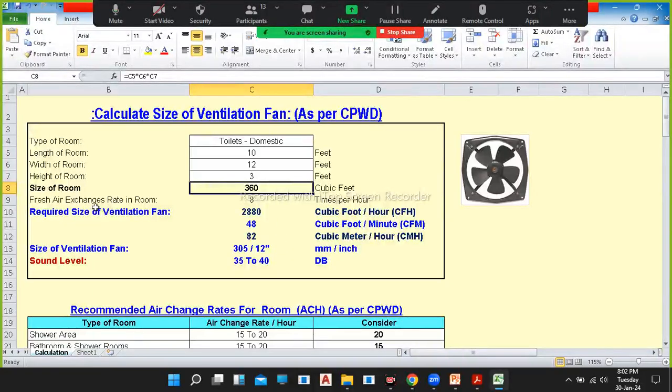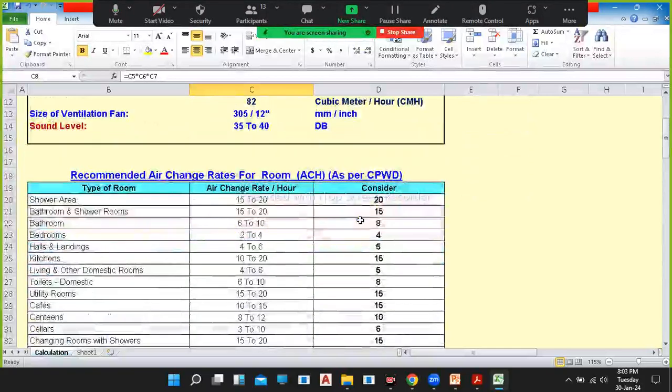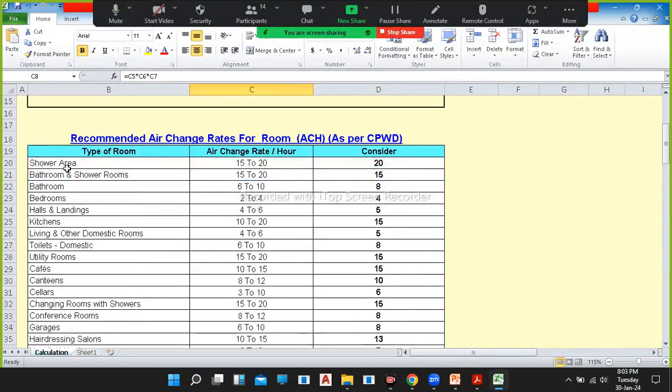Now, what is this fresh air exchange rate in room? For every room, as per the CPWD, ACH means air changes per hour. In 1 hour, what is the number of air changes that has to be done? That is called air changes per hour as per the CPWD. So when you see the shower area, what is the air change rate per hour? 15 to 20 air changes per hour have to be completed.